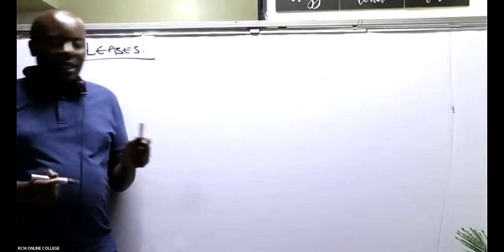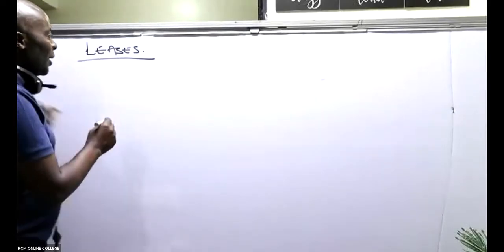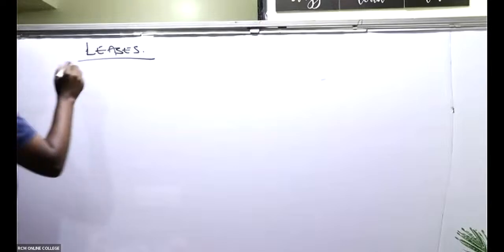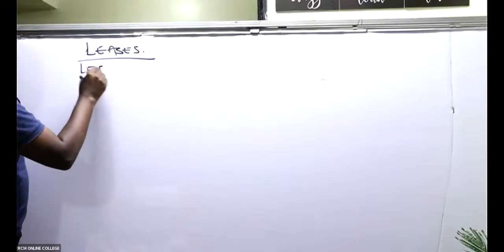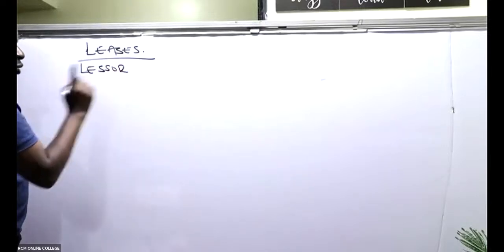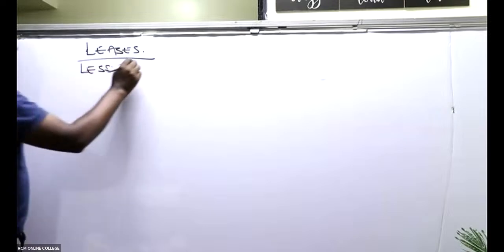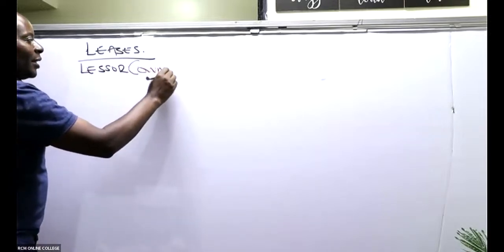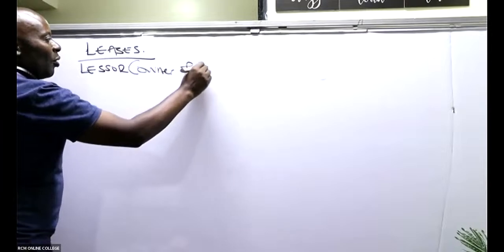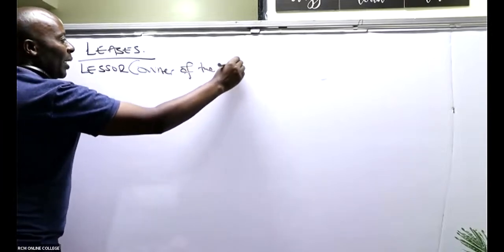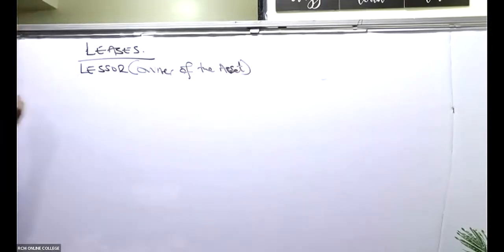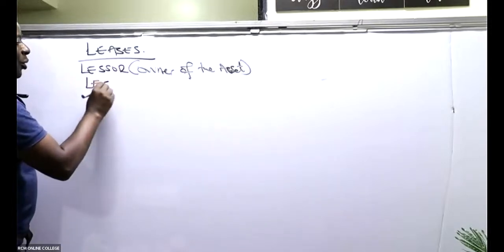As we said in our last class, if you remember very well, we have two parties here. We have a party we are calling the lessor. The lessor is the owner of the asset. If the asset is a building, we shall be calling him who? A landlord.